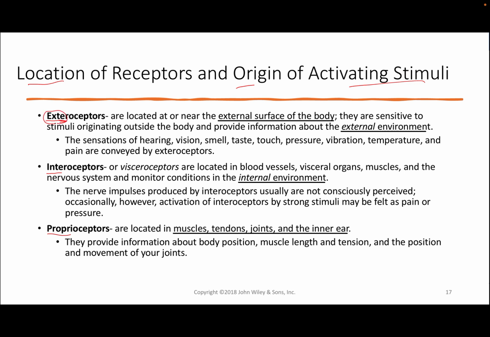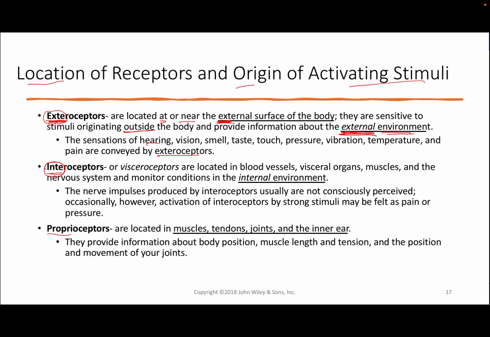Exteroreceptors are monitoring the external environment, right? It kind of makes sense. Their receptors are going to be located either at or near the external surface of the body, and these are going to be sensitive to stimuli that are originating outside of the body and provide information about your external environment. So exteroreceptors are close to the external surface and monitor the external environment. Sensations for hearing, vision, smell, taste, touch, pressure, vibration, temperature, pain, etc., are all going to make use of exteroreceptors.